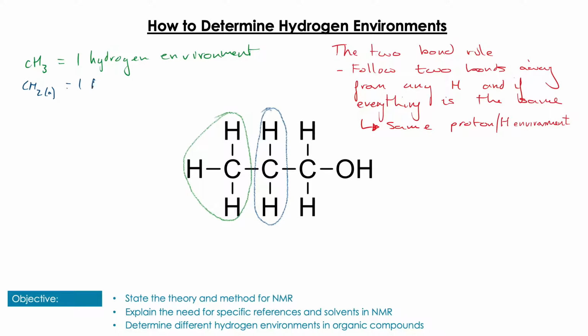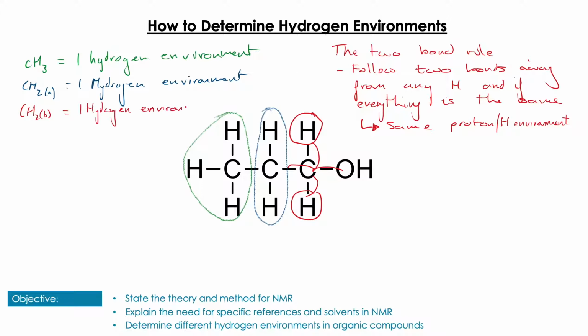So we could call this first CH2 group CH2A, and that would be its own discrete hydrogen environment. And then if we address the hydrogens on this 3rd carbon along from the left, we see that these 2 hydrogens are equivalent to each other because they both follow the same pattern if we follow the 2-bond rule. So that CH2 group B, if we'd like to call it, is its own hydrogen environment.